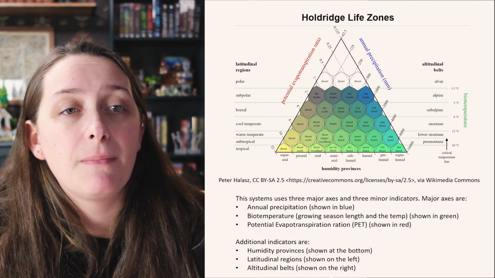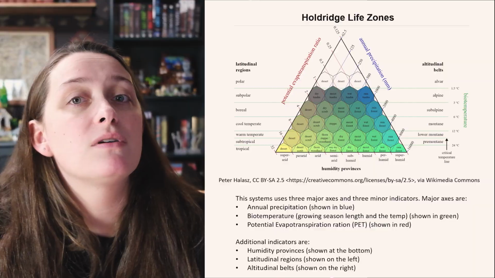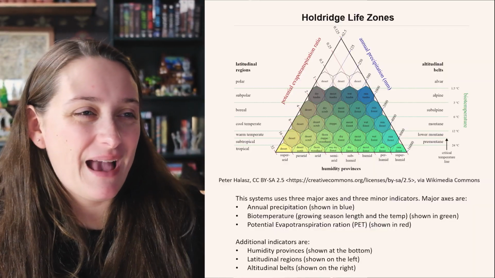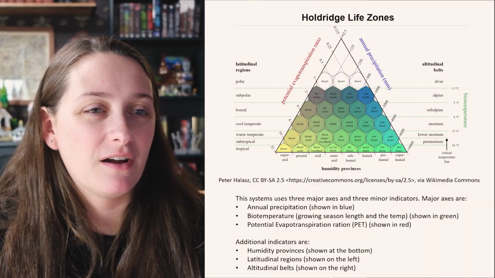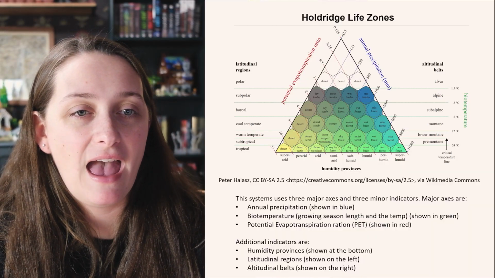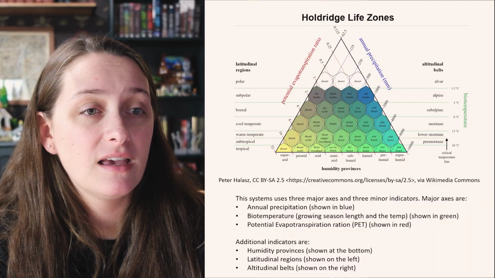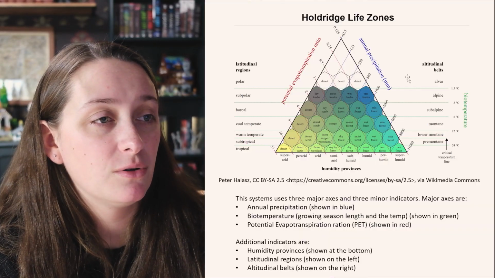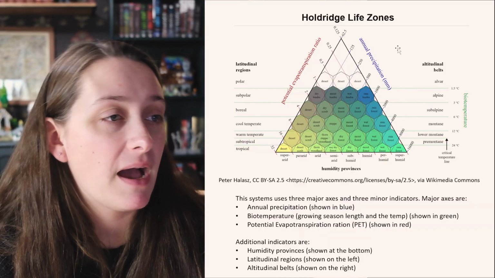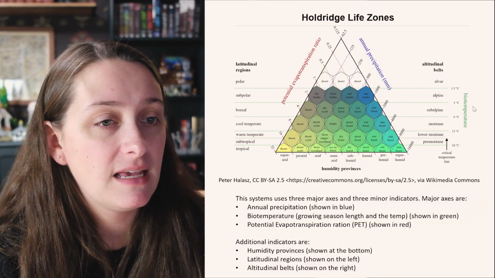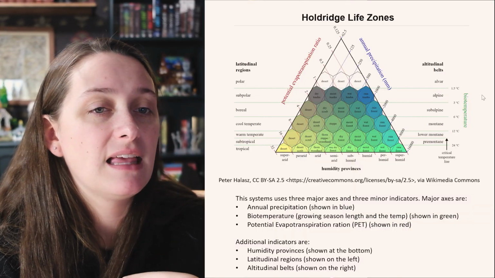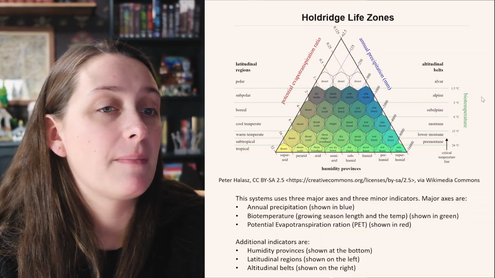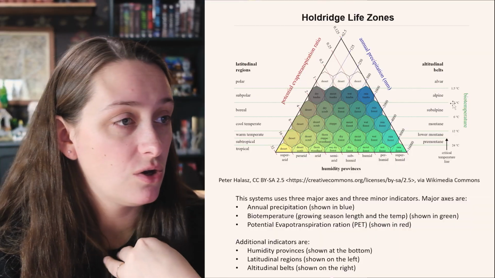This system is based on the idea that once you know the climate, you can know the soil and vegetation. If you can make out this chart here, there are 3 major axes and 3 minor indicators. The major axes are annual precipitation, which is up in blue right here, the biotemperature right here, which is the growing season length, and the temperature, which is shown in green, and then the potential evapotranspiration ratio, where is that?